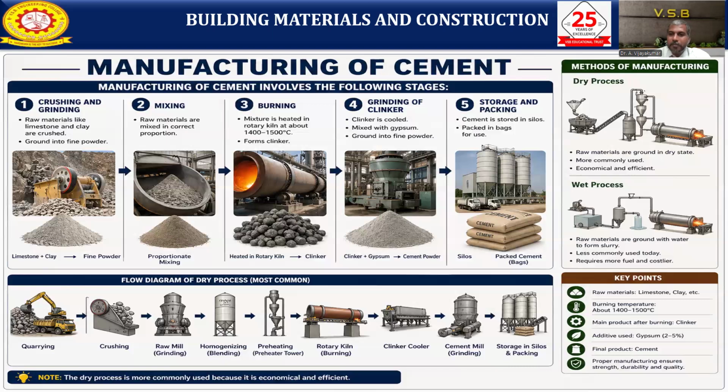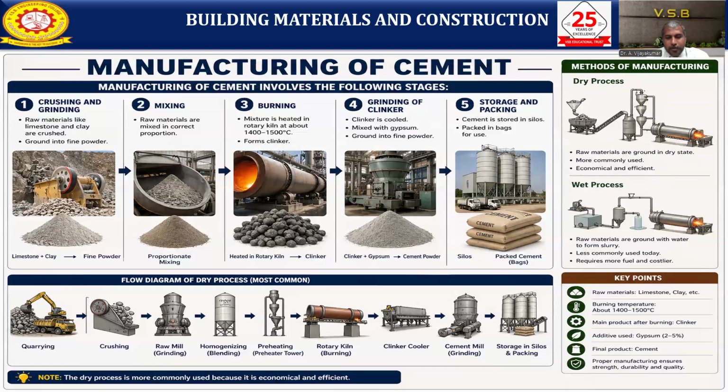In the wet process, raw materials are ground with water to form a slurry. To the dry material, we add water, and automatically this forms the slurry. This is less commonly used today, as it requires more fuel and is costlier. So between the dry process and the wet process, the dry process is the more economical one.